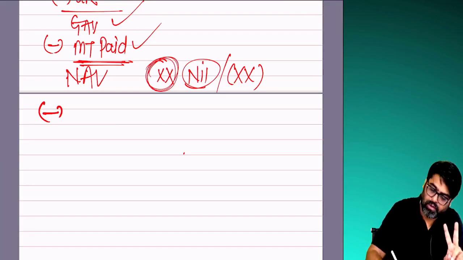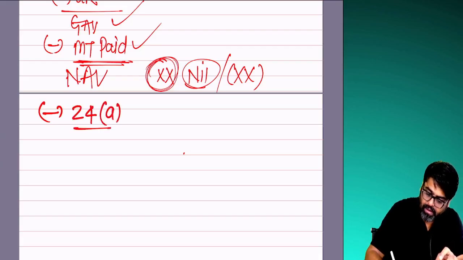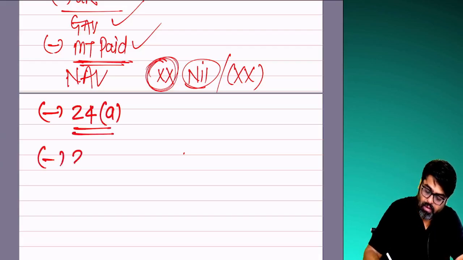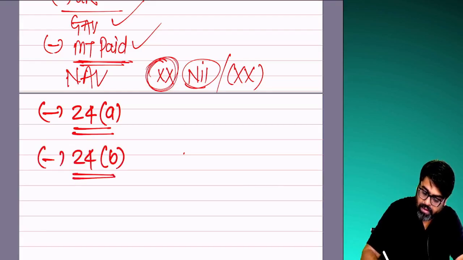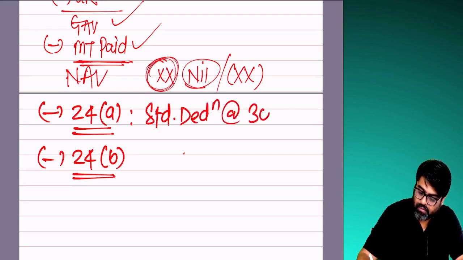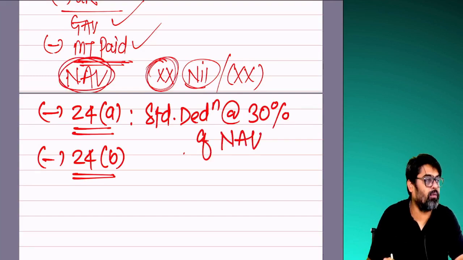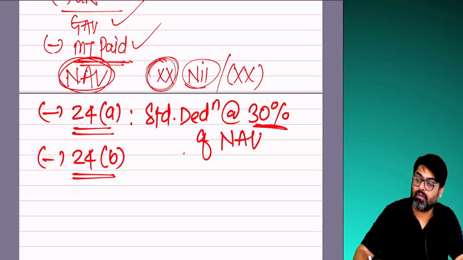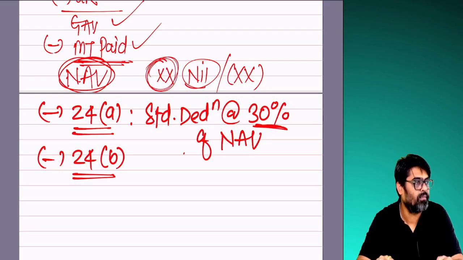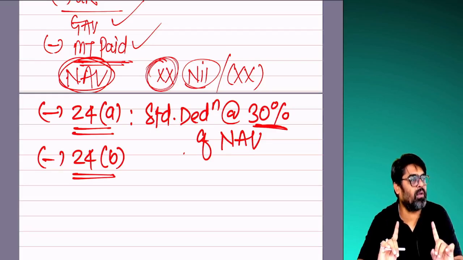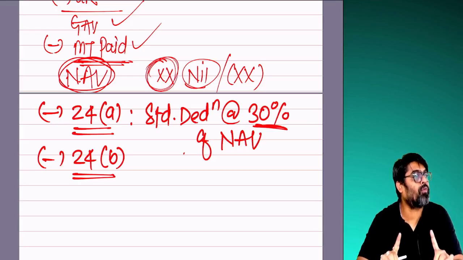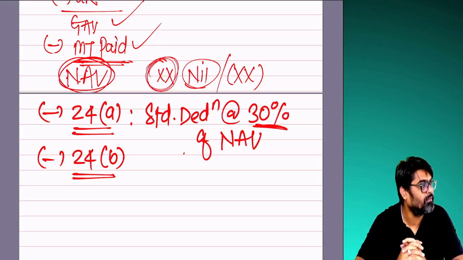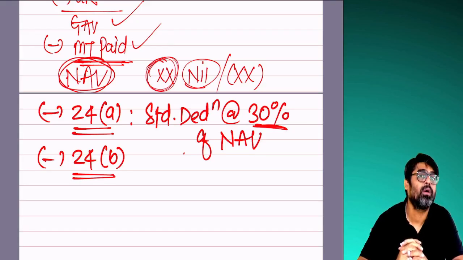Two deductions. First one, 24 clause A, and second one, 24 clause B. 24A talks about standard deduction at the rate of 30%. Of what? Whatever NAV you have calculated, 30% of that you can take as standard deduction. But remember, standard deduction will be allowed only if your NAV is positive.